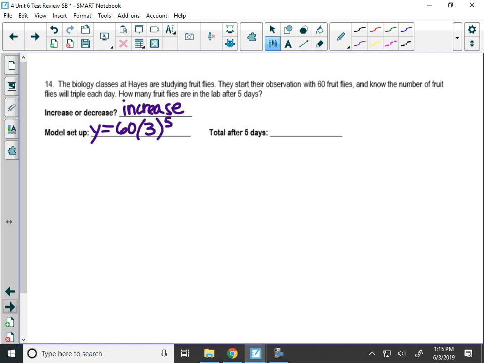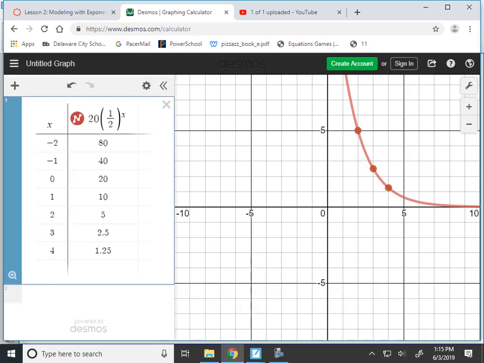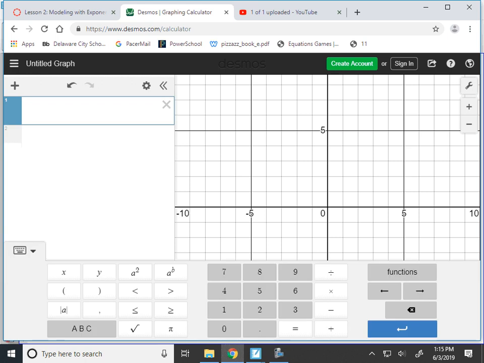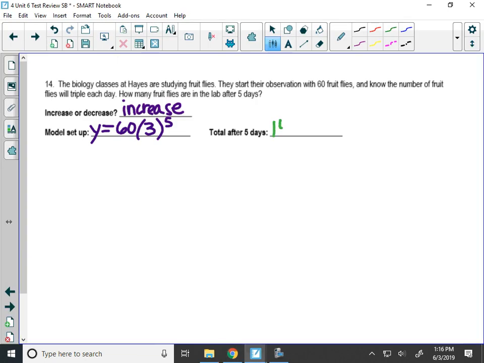Now I want to know how many flies there are after 5 days. That's the exponent. So in my calculator, I'm going to take 60 times 3 to the 5th. And it looks like I'll have 14,580 flies in 5 days, which is a lot of fruit flies.